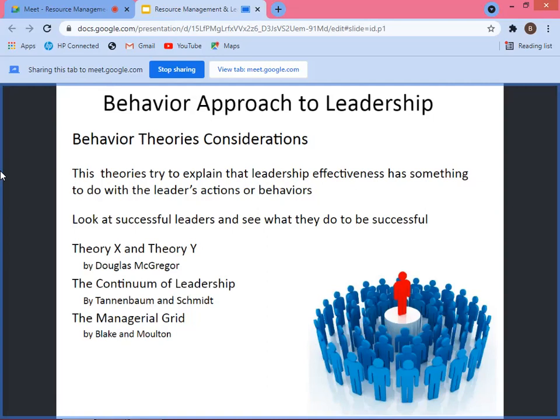Okay, I hope so. So look at successful leaders and see what they do to be successful. Try to benchmark what type of leadership all successful organizations are doing for them to become successful in terms of leadership. The Theory X and Theory Y by Douglas McGregor, The Continuum of Leadership by Tannenbaum and Schmidt, and the Managerial Grid by Blake and Mouton. Actually, this is Mouton. I made a mistake here. Typing error.